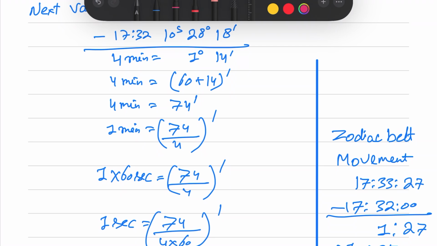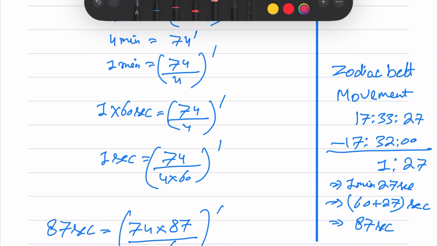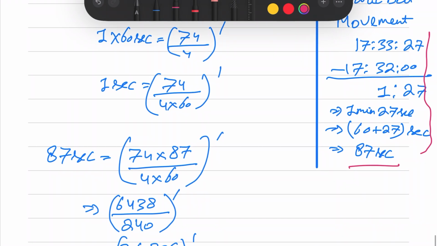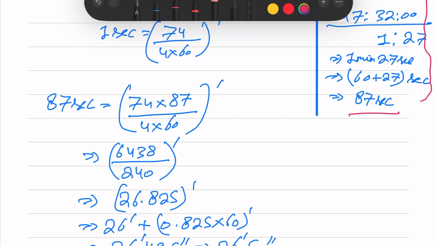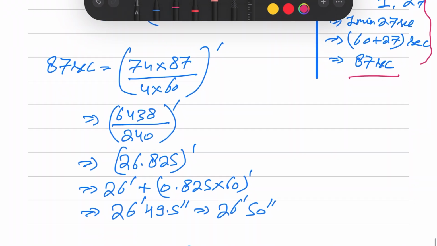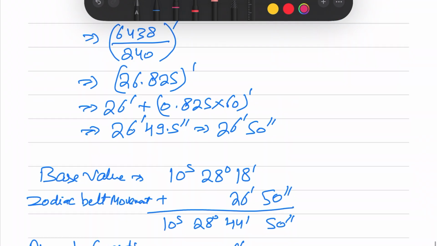For 1 second it is 74 by 4 into 60, and the zodiac belt movement is the sidereal time at epoch, 1733.27, minus the base value, 1732. So we get 1 minute 27 seconds, which can be written as 87 seconds. So we calculate the zodiac belt movement for 87 seconds, multiplying it with the 1 second value, and we got 26.825 arc minute. So we write 26 and convert the values after the point into the lower unit, which, by multiplying by 60, is 26 arc minute and 49.5 arc second. So I am writing it as 50.